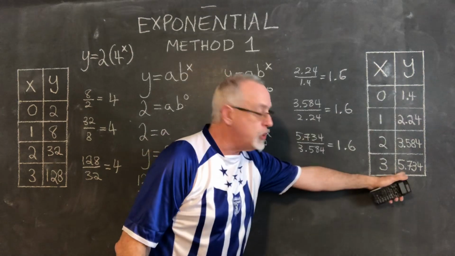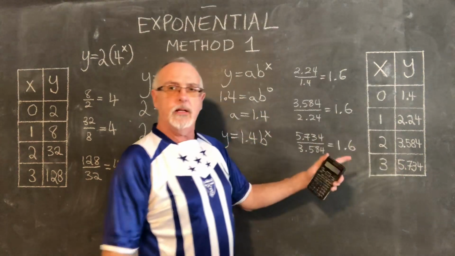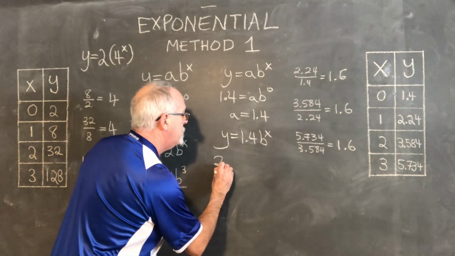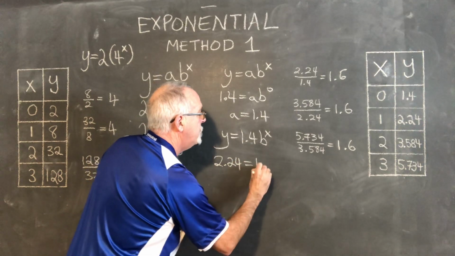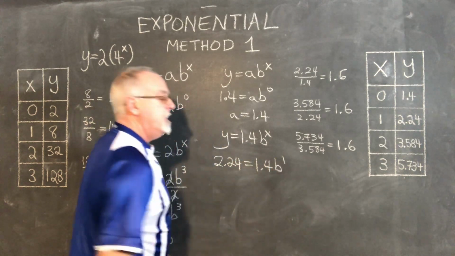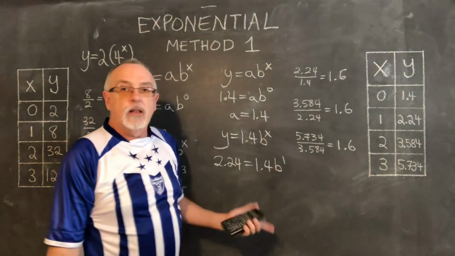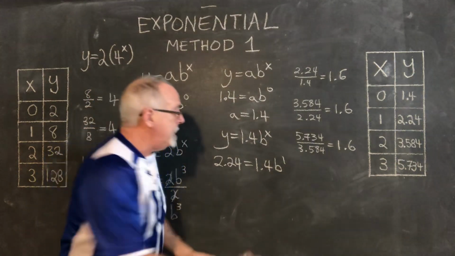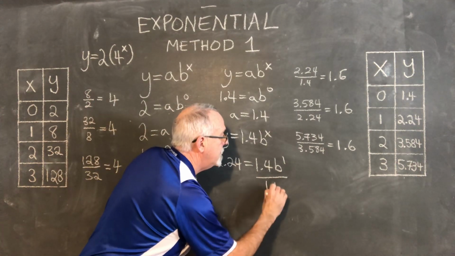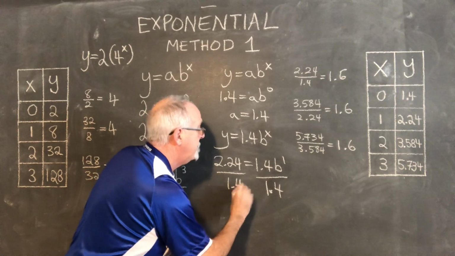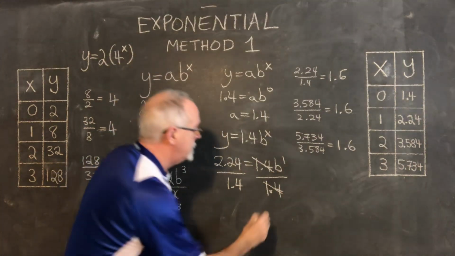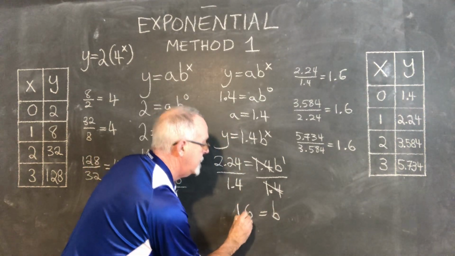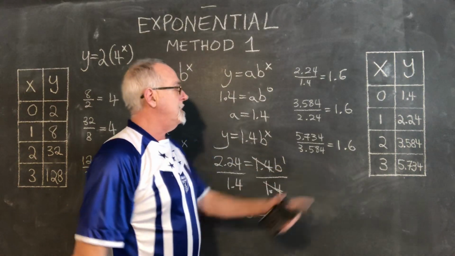I rewrite my form, y is equal to 1.4 times b to the x, and then I plug in any other point I want. I can be a show-off and pick the point with the biggest numbers, but this time I'm going to not be a show-off and I'm going to pick this point where x equals 1, so I have 2.24 equals 1.4 b to the 1. But of course b to the 1 is b. I don't have to write that exponent. When the exponent is 1, you don't have to write it. So 2.24 is equal to 1.4b. I can isolate my b by dividing both sides by 1.4. I'm not going to be super surprised when I do that if the answer is that b is equal to 1.6. It's not really that big a surprise.